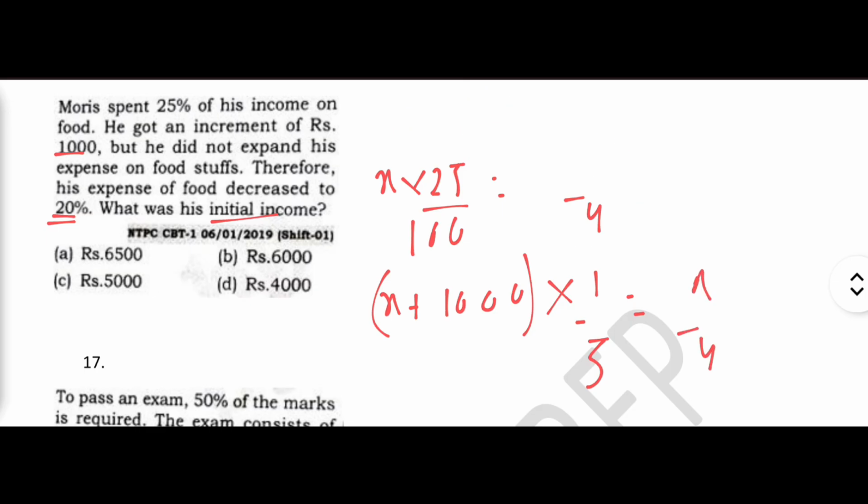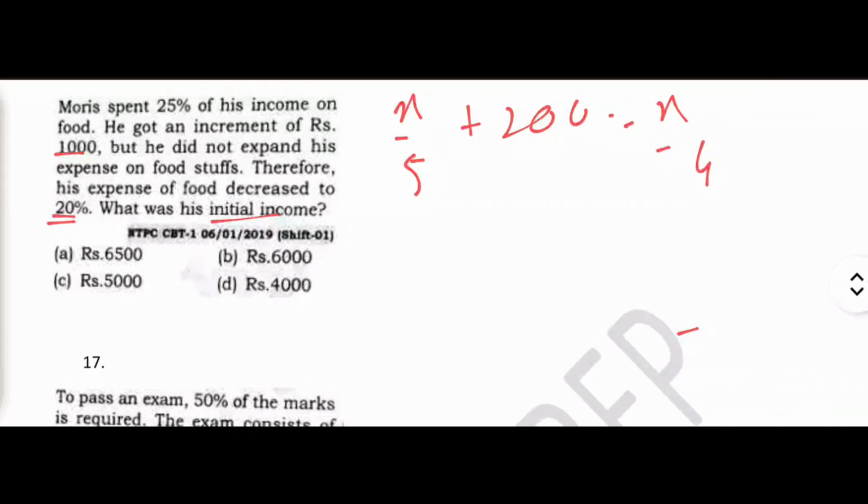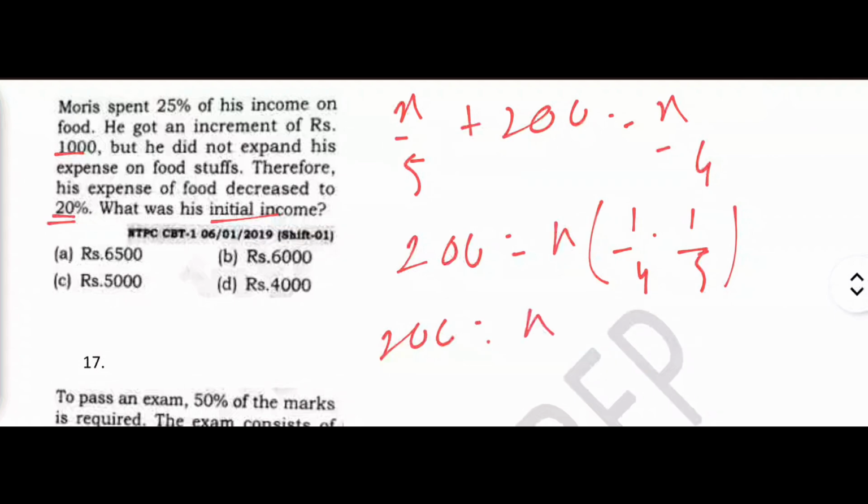So now x/5 plus 200 is x/4. So 200 is nothing but x of 1/4 minus 1/5. 200 is x into 5 minus 4 is 1/20. So our x is how much? 2 2s are 4, 1 2 3, 4000 rupees. Simple.